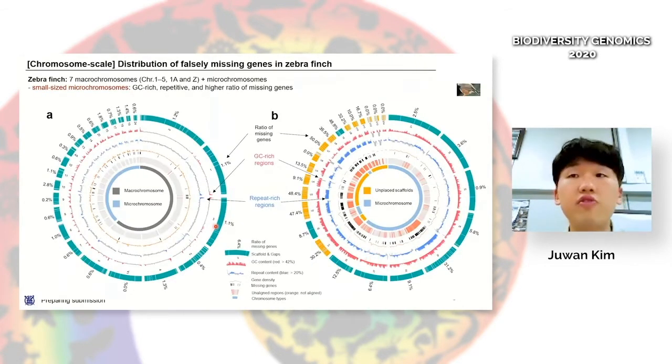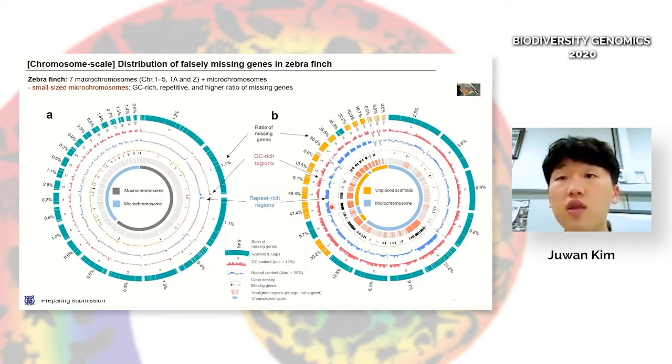And here we visualize the distribution of previously missing genes in the zebra finch VGP assembly. Panel A indicates the macrochromosomes and larger microchromosomes, and panel B indicates smaller microchromosomes and unplaced scaffolds. The percent in the outer circle indicates the ratio of missing genes, and the red bar indicates GC-rich regions, and the blue bar indicates the repeat-rich sequences.